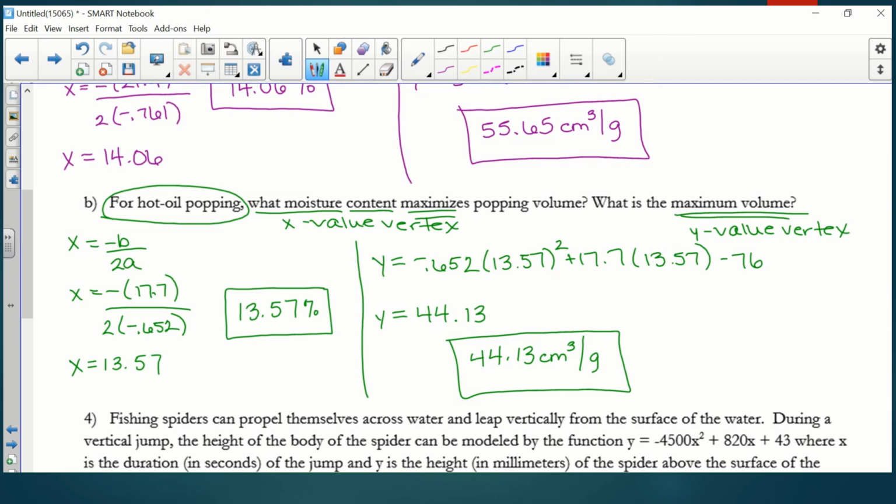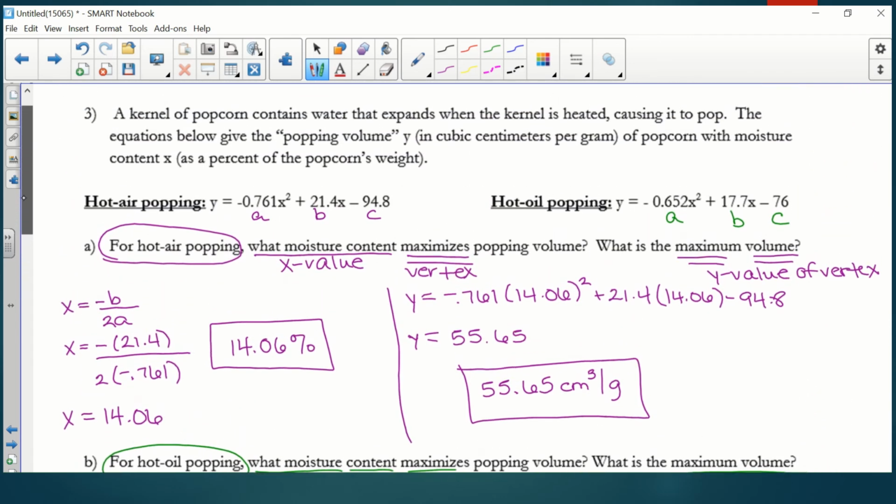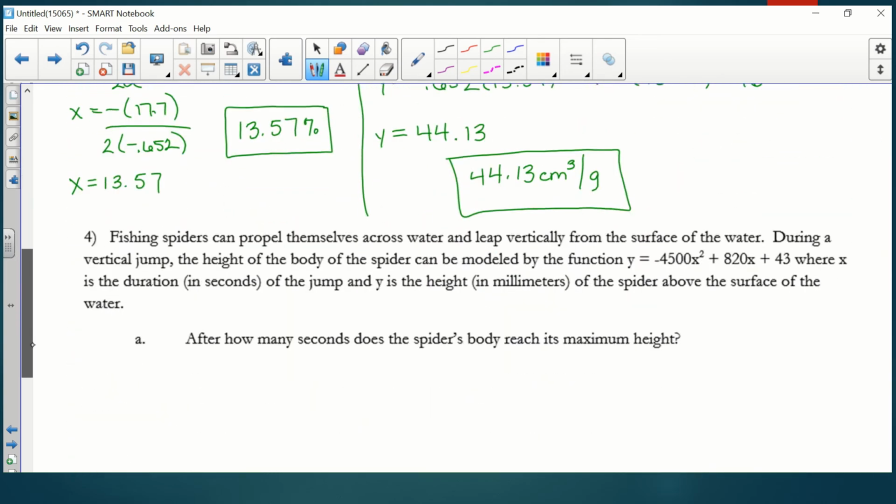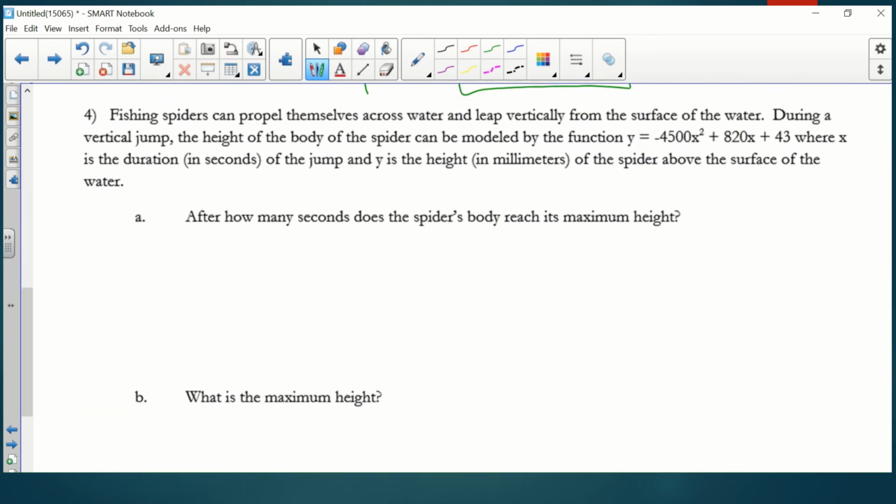Okay. All right, so that does it for question 3. Popping down to question 4. Fishing spiders can propel themselves across water and leap vertically from the surface of the water. Lovely. During a vertical jump, the height of the body of the spider can be modeled by this function, where x is the duration in seconds of the jump and y is the height in millimeters of the spider above the surface of the water. After how many seconds does the spider's body reach its maximum height? Okay, there's that word again, maximum. So we know we're referring to the vertex. Now let's figure out which part, the x value or the y value.